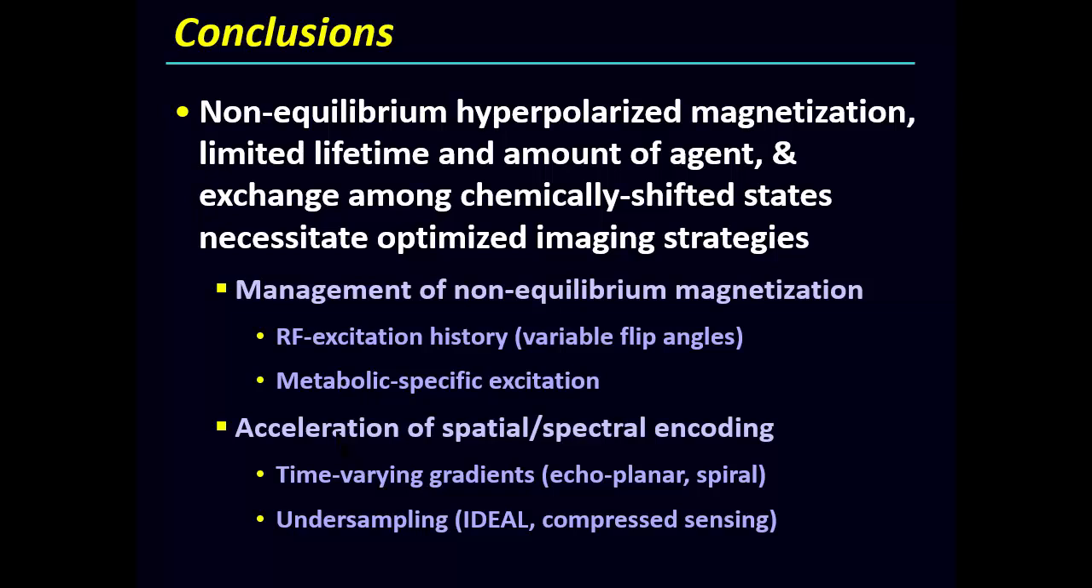Considering the limited T1 of the agents and the limited amount of the agents, it's important to accelerate both the spatial and spectral encoding. We went through several ways of doing this. In particular using time-varying gradients, such as echo-planar gradients and spiral, and different undersampling schemes, such as the ideal spectral undersampling or the more general technique of compressed sensing.